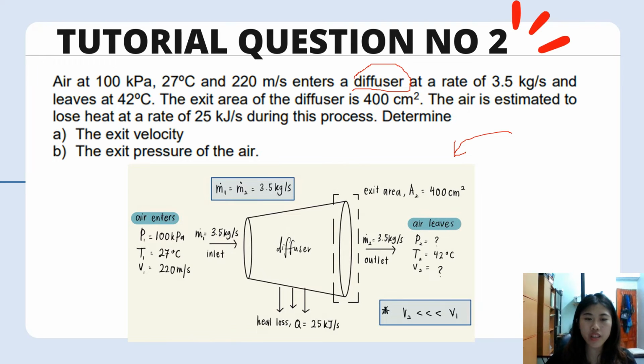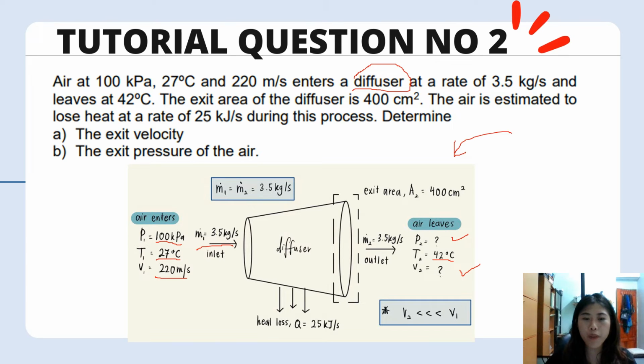For the inlet, the pressure is 100 kPa, the temperature is 27 degrees Celsius, and the velocity is 220 m/s. While for the outlet, the temperature is given, which is 42 degrees Celsius. However, we need to determine the pressure and also the velocity.